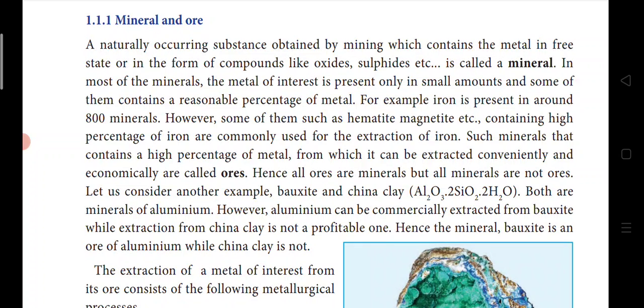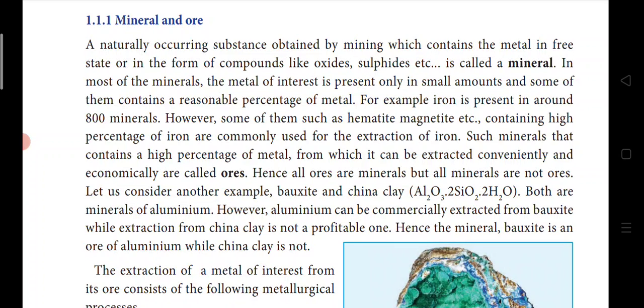So now can you guess the difference between mineral and ore? Minerals will have only a small amount of the metal of our interest, whereas in ores a high percentage of metal will be present. This is a very important difference between mineral and ore, and hence all the ores are minerals, but not all minerals are ores. So all ores we can say are minerals, but we can't say all minerals are ores.